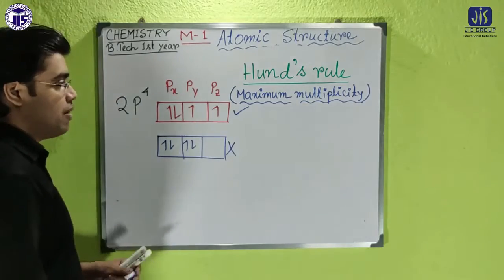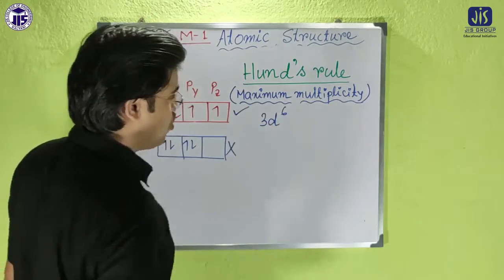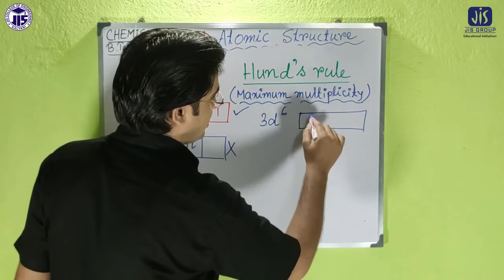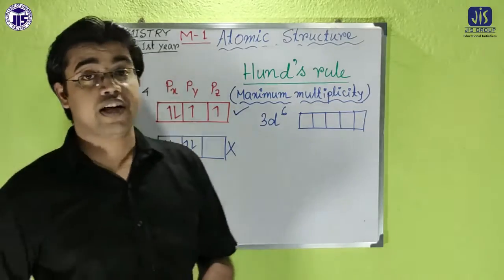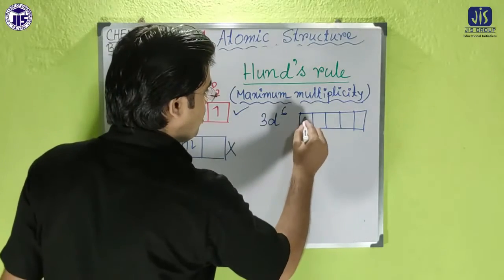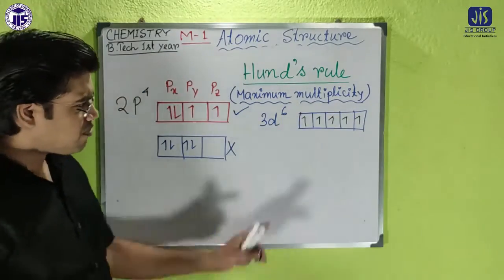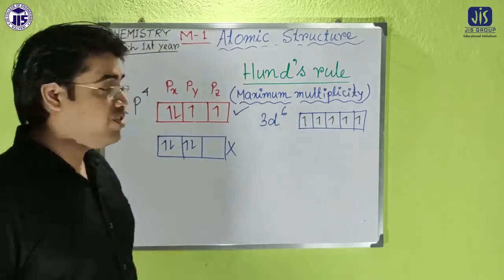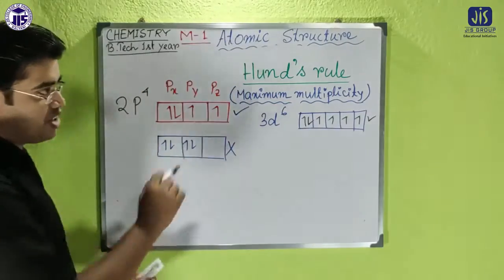I'll give you another example, 3d6. Now I will show you what the electronic configuration of 3d6 will be. For the d subshell, there are 5 d orbitals. So I can put the electrons like this: 1, 2, 3, 4, 5. According to Hund's rule, all the orbitals will be singly filled first, and then the electrons will be paired up. So this is the right configuration.